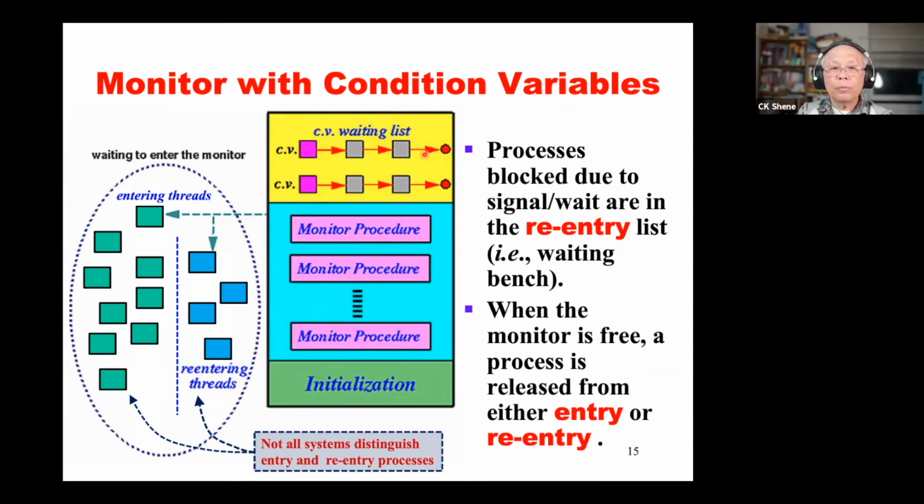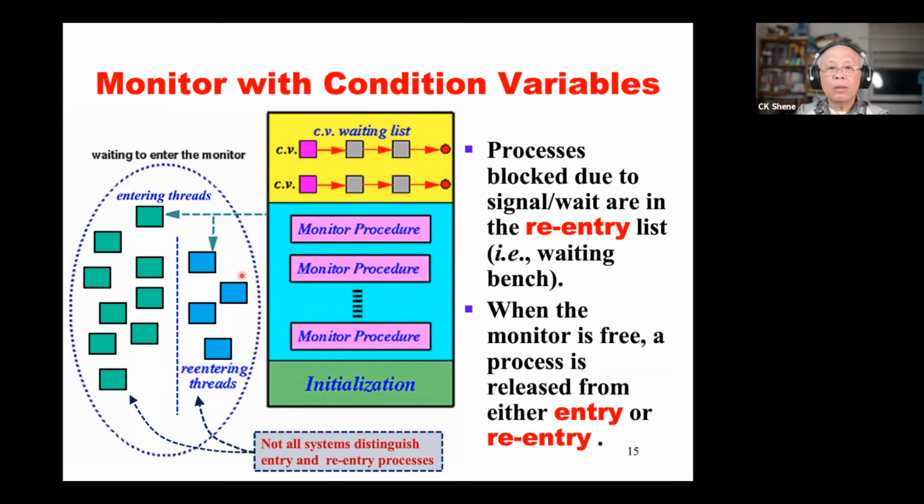Under the Hoare type monitor, a signaling process would be kicked out of the monitor. Under the Mesa monitor, the released process would be kicked out of the monitor. So they are all waiting outside of the monitor. The processes waiting outside are either entering threads, which call a monitor procedure, but at that moment someone is running inside the monitor.